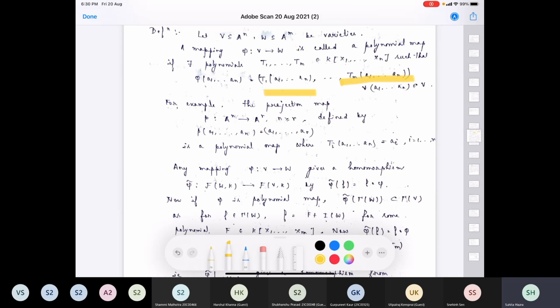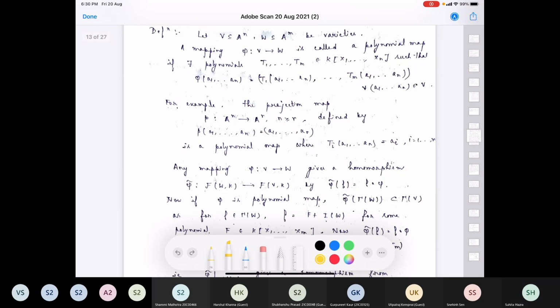So we can easily check that the projection map P from A^n to A^r, for n greater than or equal to r, defined by P(a1, a2, ..., an) equals (a1, a2, ..., ar), is a polynomial map, because Ti(a1, a2, ..., an) is ai. So obviously Ti is a polynomial, and so P is a polynomial map.